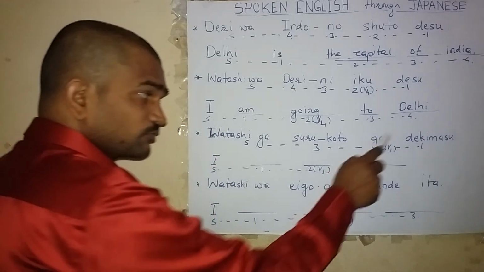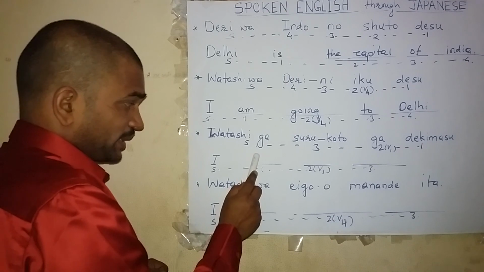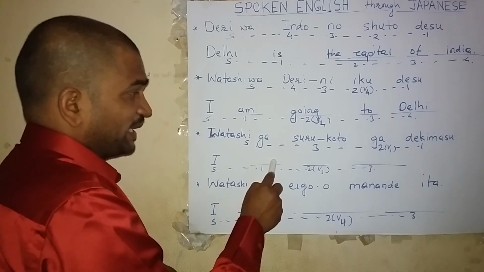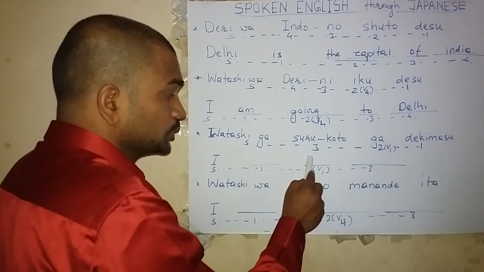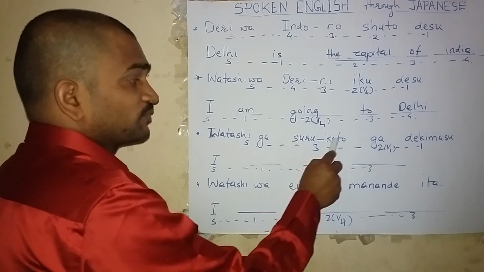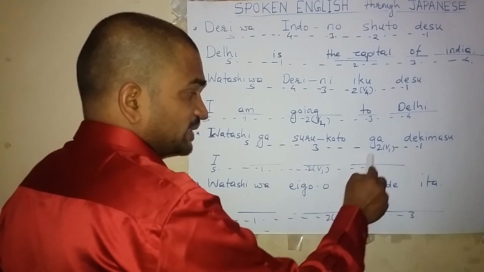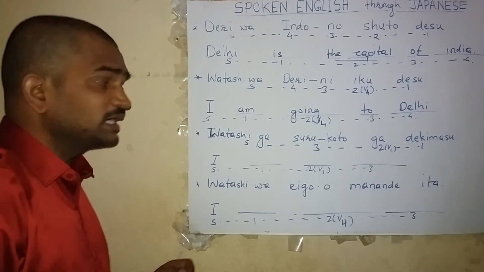I. The word for dekimasu is can. C-A-N, can. The word for ga is do. D-O, do. The word for surukoto is this. T-H-I-S, this. I can do this.